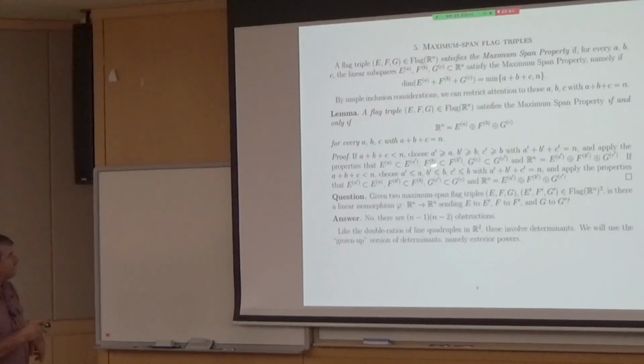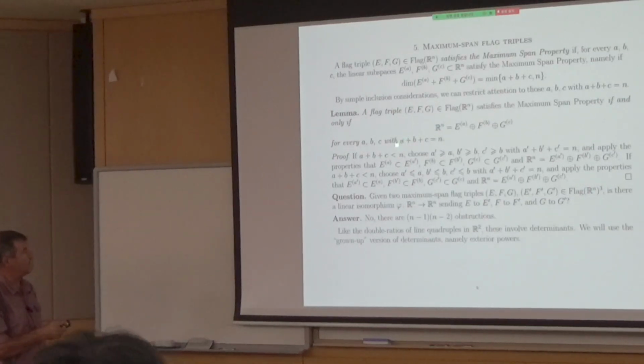And you notice these inclusions, and then you think about it, and you see that it works. Don't try to read this. It's too complicated. It's very simple. You take a family of dimensions for which this property applies, and you use the obvious inclusions, and that works. So we can restrict attention to those where A plus B plus C is equal to N.